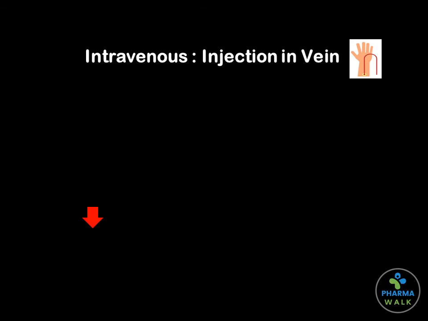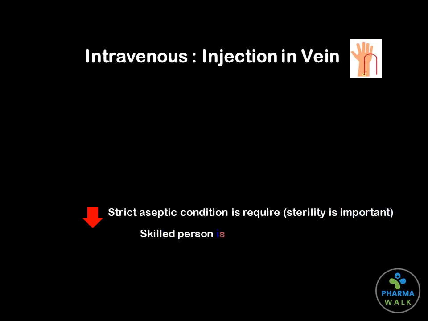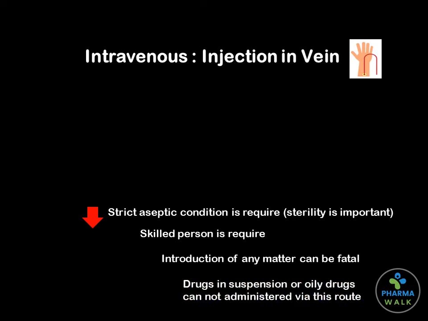Demerits: when we inject a drug directly into the vein, strict sterility, or aseptic condition, is required. Second, a skilled person is required, so self administration is not possible. Introduction of any matter or impurity can be fatal. Sometimes it can lead to the death of the person also. And drugs in suspension or oily drugs cannot be administered via this route. So these are some demerits of intravenous administration.